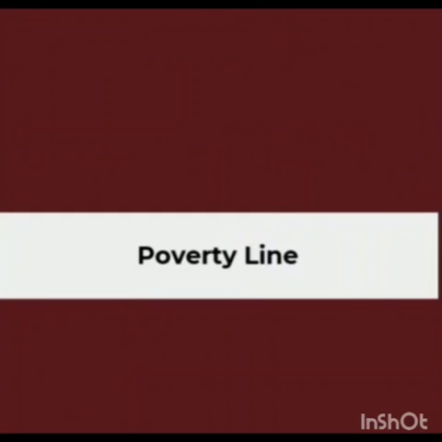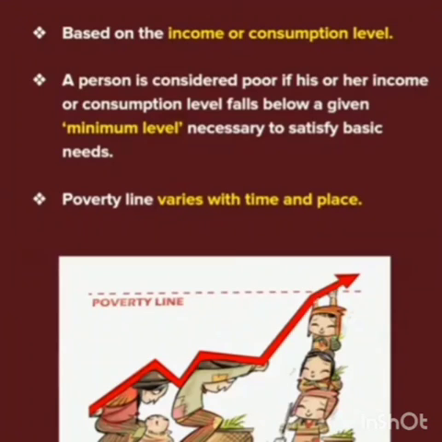Next topic, we have the poverty line. Students, the poverty line is commonly a way to identify the poor. A common method used to measure poverty is based on income or consumption levels. A person is said to be poor if his or her income or consumption level falls below a given minimum level necessary to fulfill the basic needs.